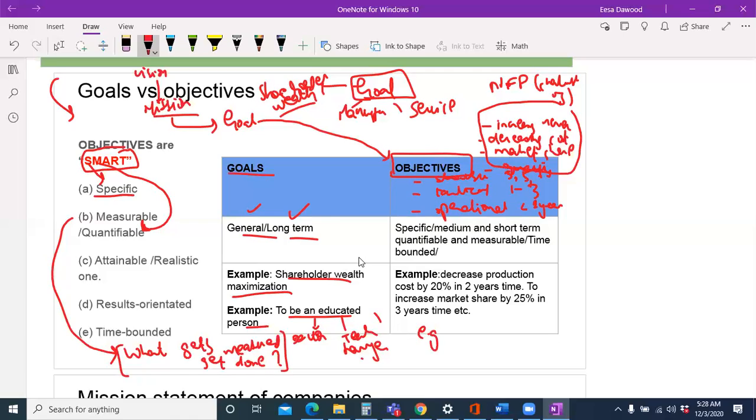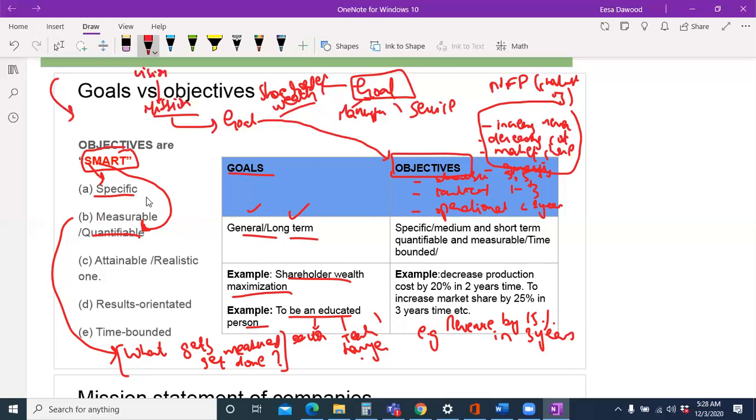How am I going to increase the revenue? I'm writing it here: increase revenue by, and next, by how much percent I want to increase revenue. That would actually make it quantifiable. My target is to increase revenue by 15% in 3 years. Now I'm going to ask you, tell me whether it's a goal or an objective.